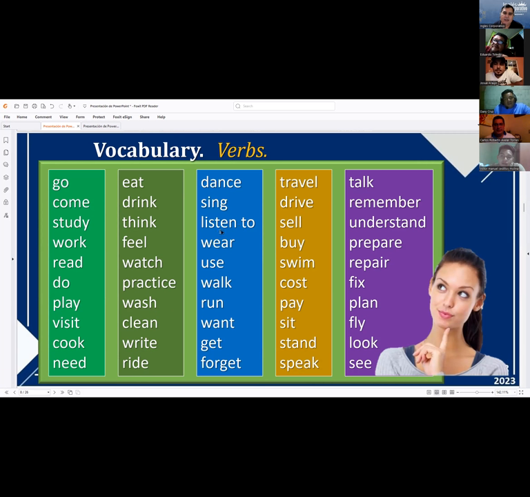Write. Sing. Listen to. Where. Use. Walk. Run. Forget. Travel. Sell. Buy. Swim. Cost. Pay. Sit. Stand. Speak.